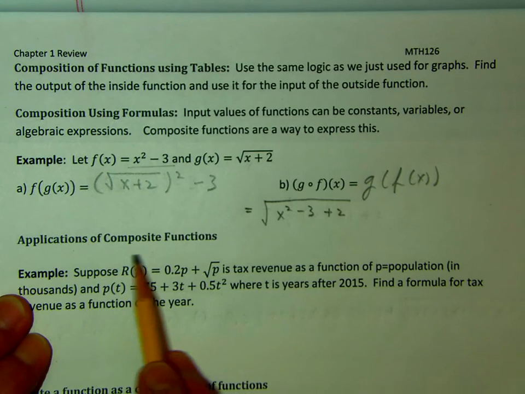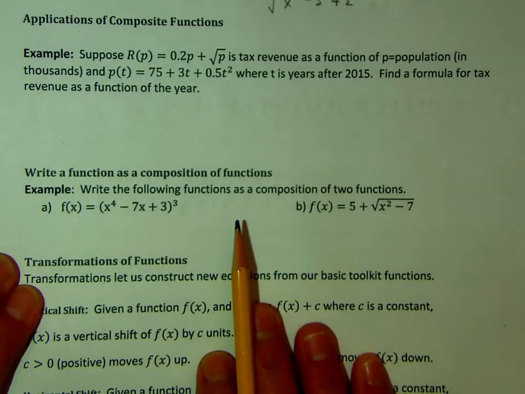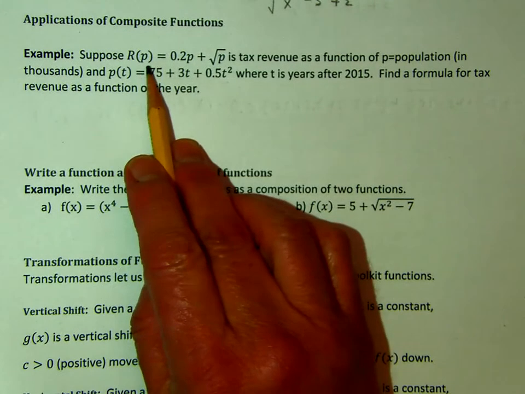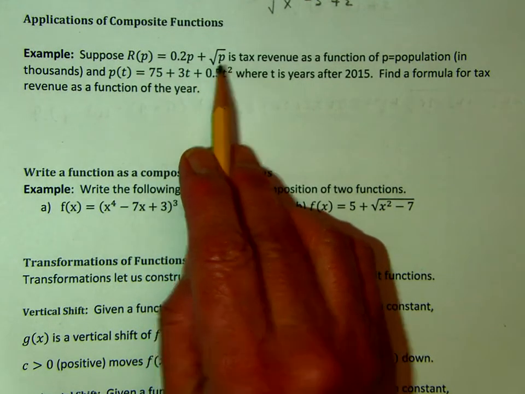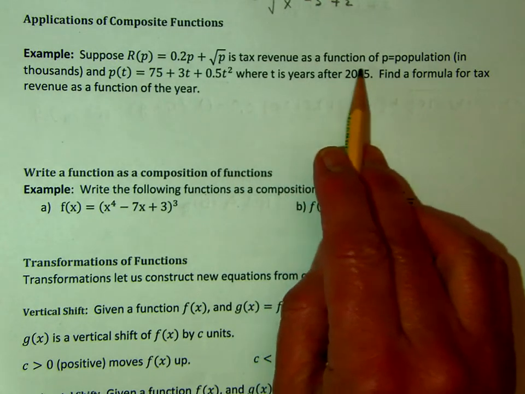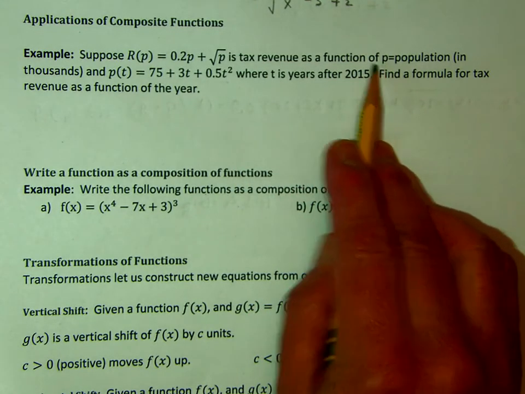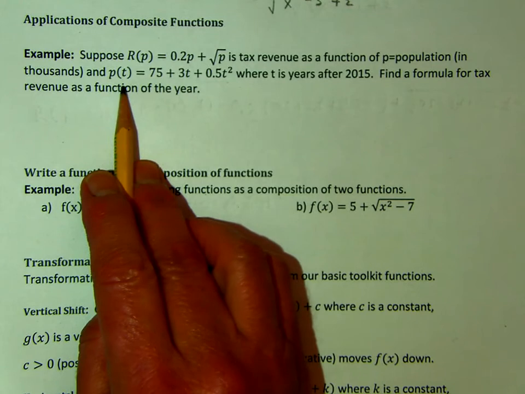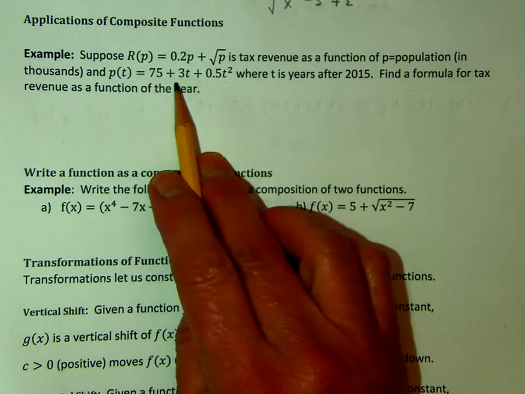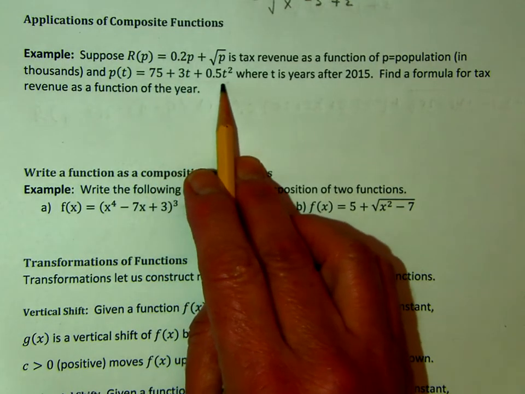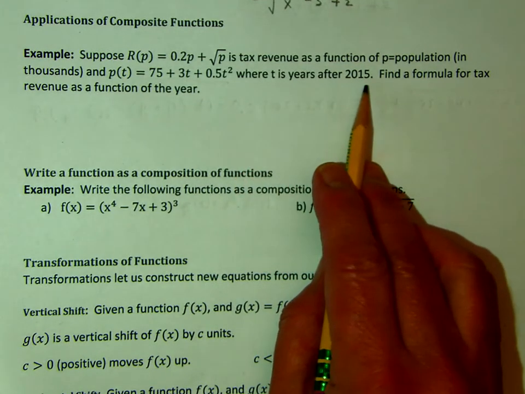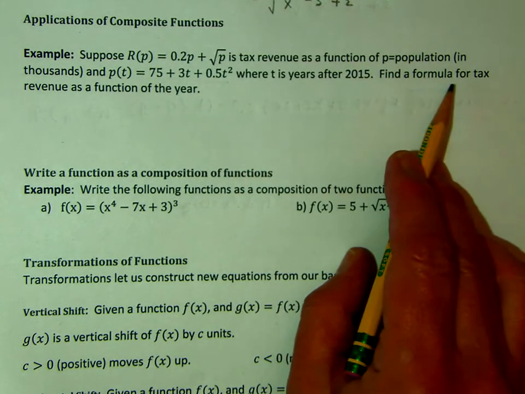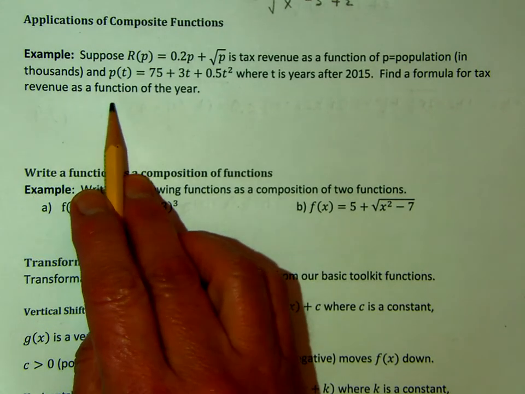Let's look at some applications of composite functions. Suppose r of p is 2/10 p plus the square root of p, a tax revenue as a function of the population in thousands, and p of t is 75 plus 3t plus half t squared, where t is years after 2015. Find a formula for tax revenue as a function of the year.